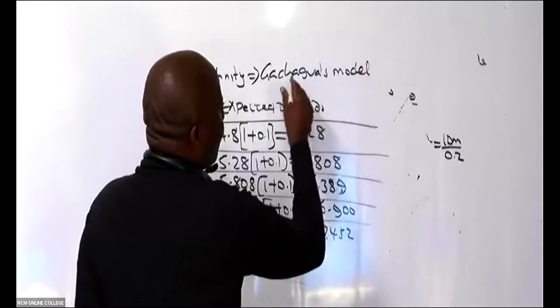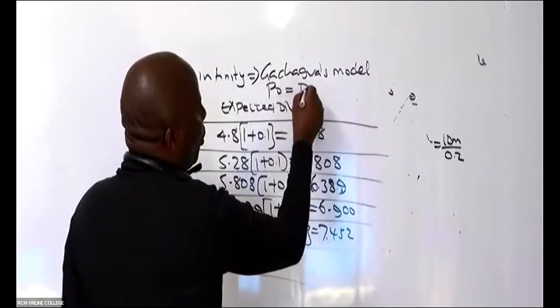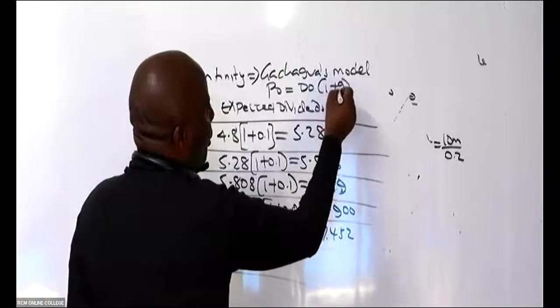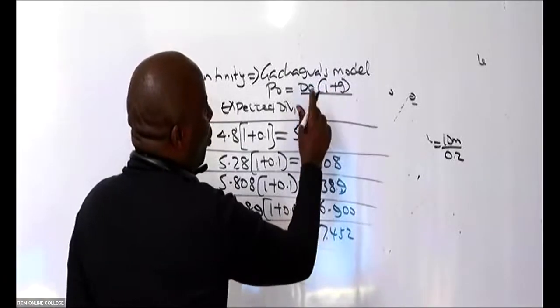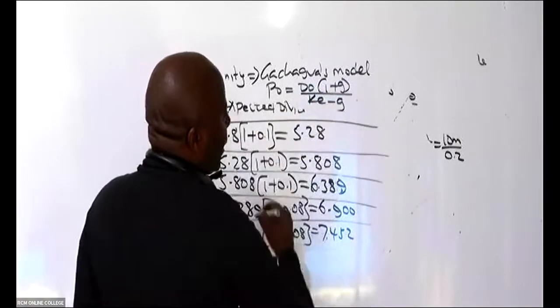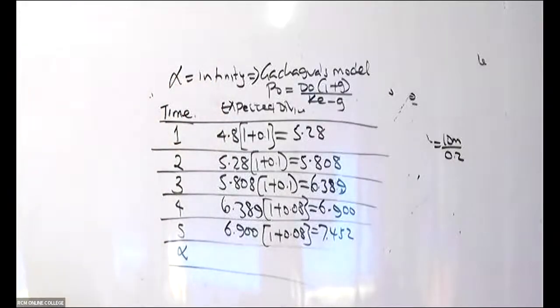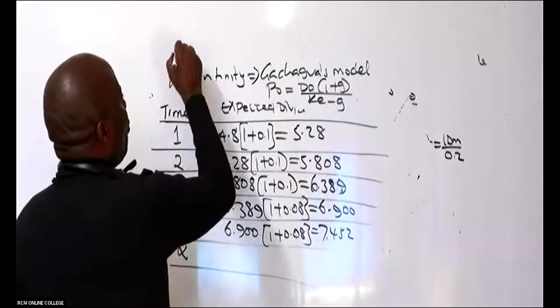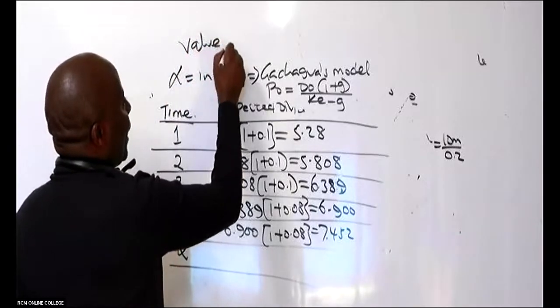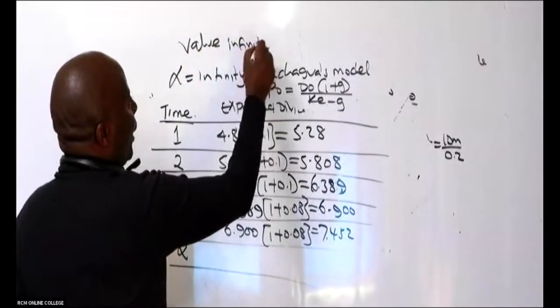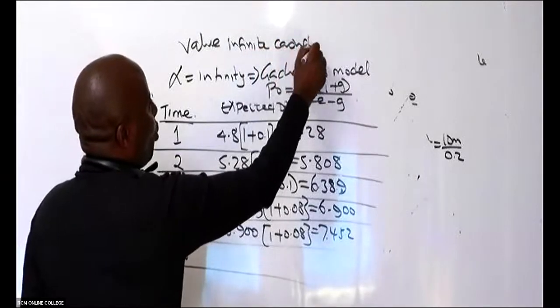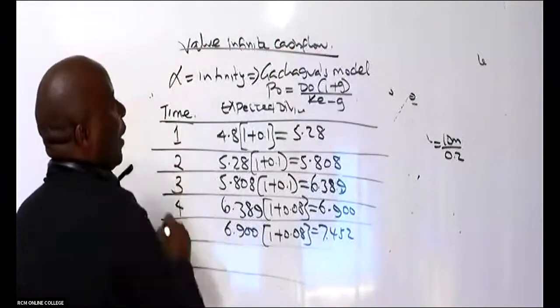And the Gachagua's model: our P0 will always be equal to D0 into 1 plus g, all over Ke minus g. So I want to value the infinity cash flow. So the next step, let's value the infinite cash flow. How do we value it?